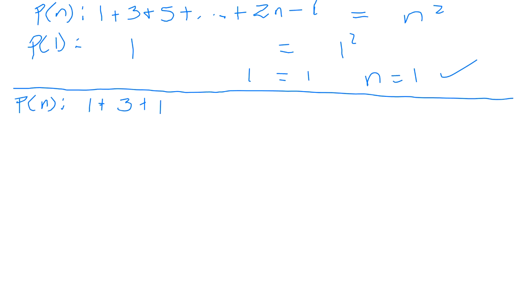1 plus 3 plus 5 plus dot dot dot plus 2n minus 1. We assume that it's equal to n squared. Assume that that is true. So we need to show now.